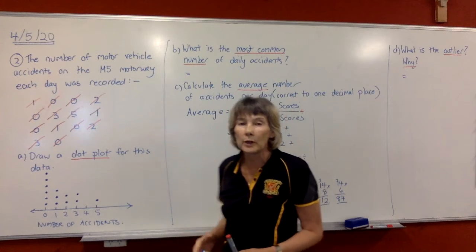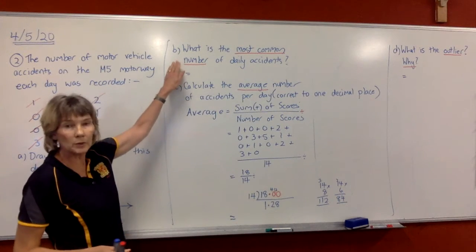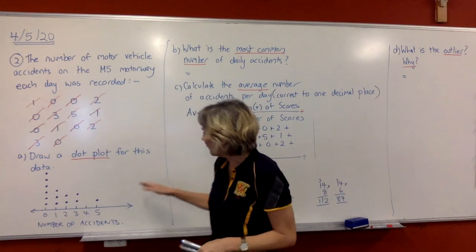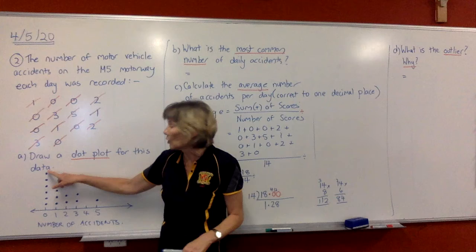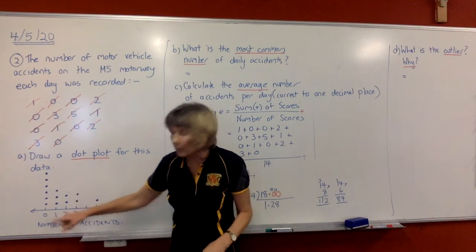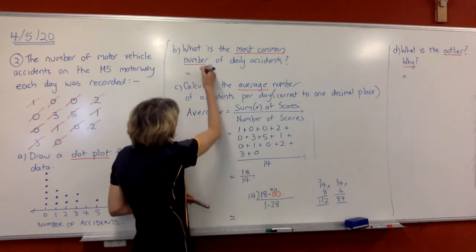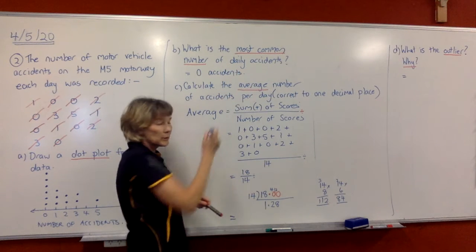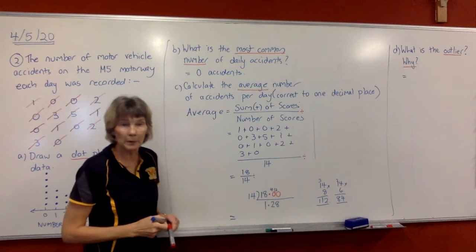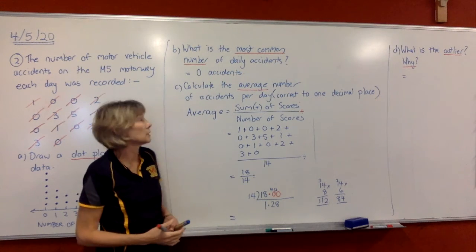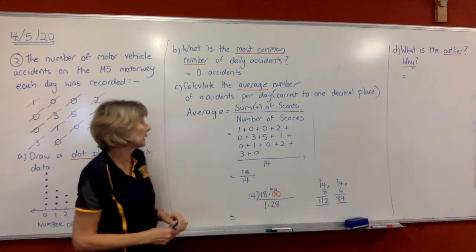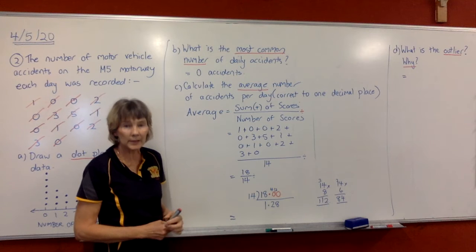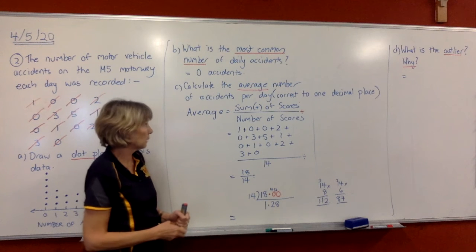So now we're going to answer some questions on that dot plot. So the first one up here says, what is the most common number of daily accidents? So we're over here and we're looking for the highest column. So 0 accidents was the most common. Which is a good thing because that's the reason that they build the motorway, so that we do avoid accidents. So that should be what's happening.